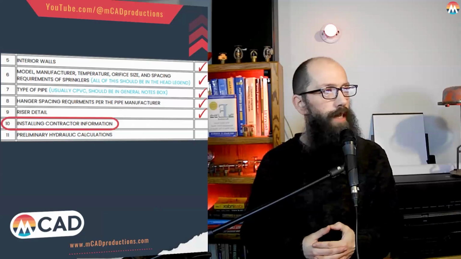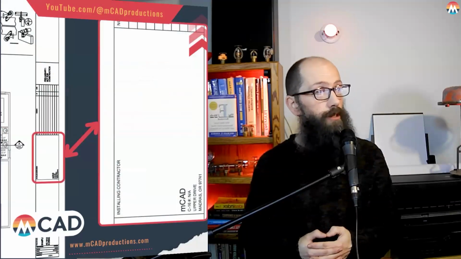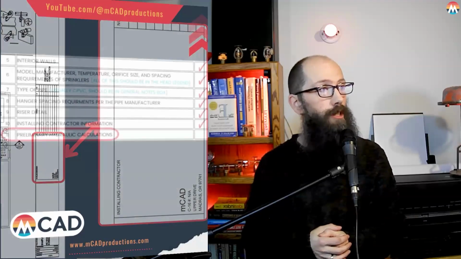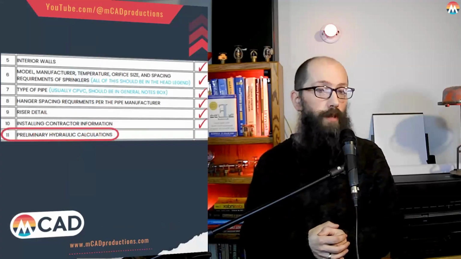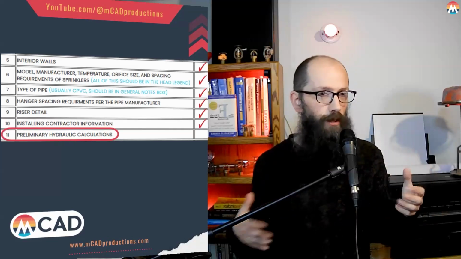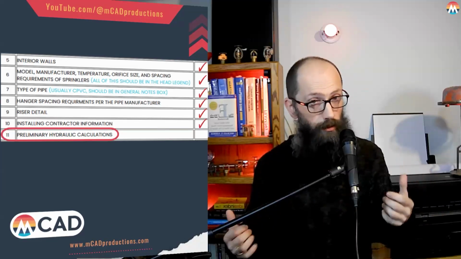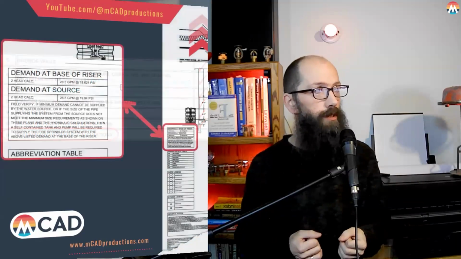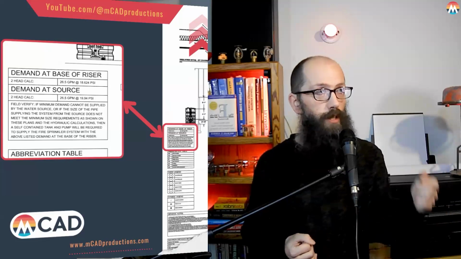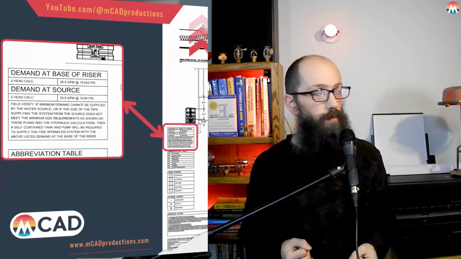So installing contractor information, that's pretty straightforward. This is where we have that on the drawing. And preliminary hydraulic calculations, again, that's just talking about these numbers. This is preliminary. We have to actually test it once it's installed to make sure that it works. And those are the numbers we got last week, and we put them right here.